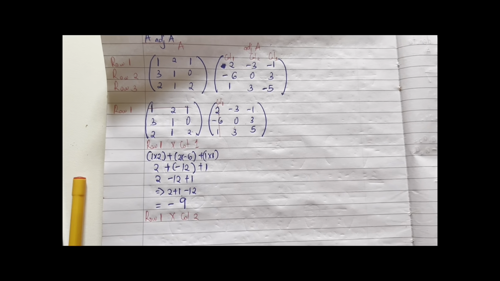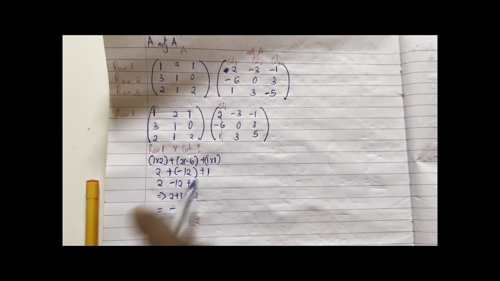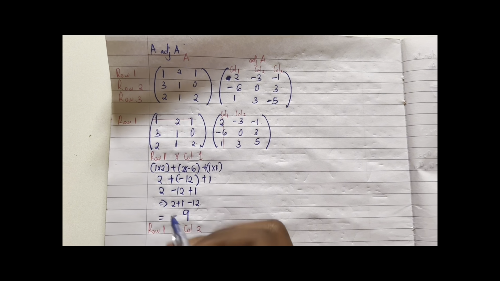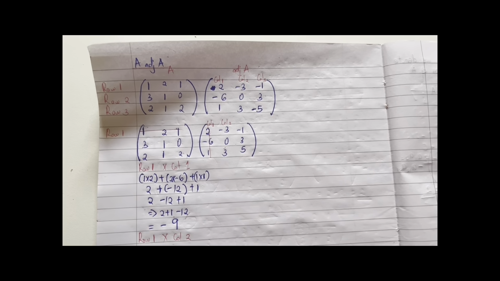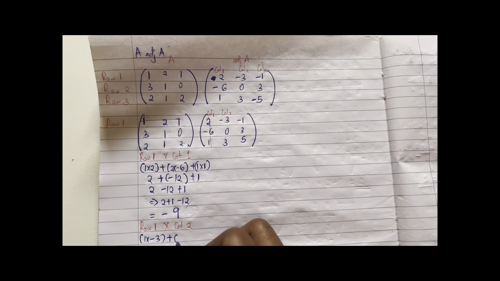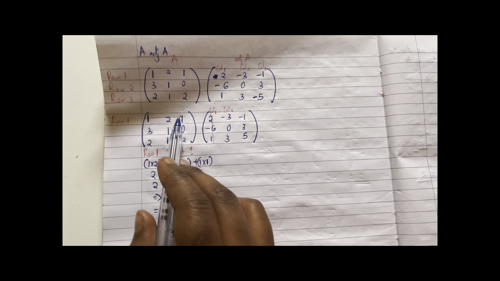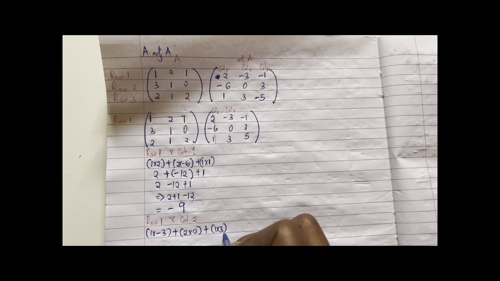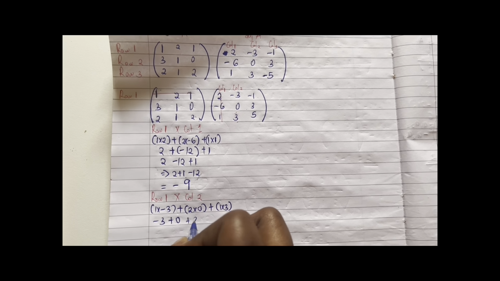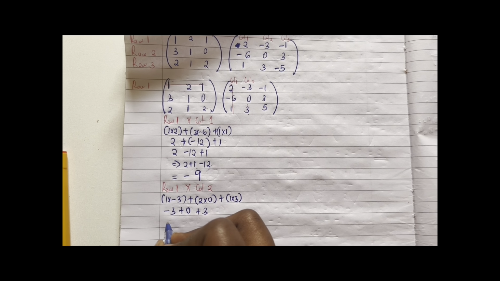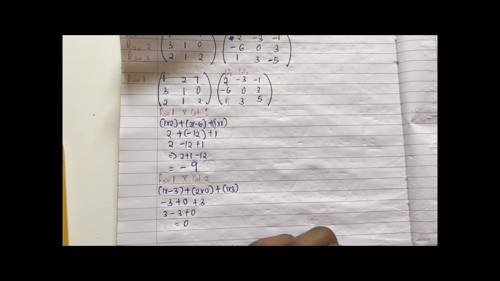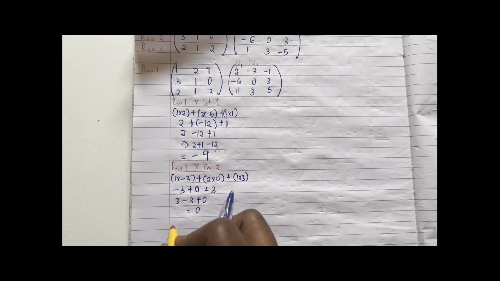We're done with column 1, so 1 times negative 3, 2 times 0 plus 1 times 3: negative 3 plus 0 plus 3. We'll bring 3 before negative, so it's 3 minus 3 plus 0 plus 0, that's a 0.